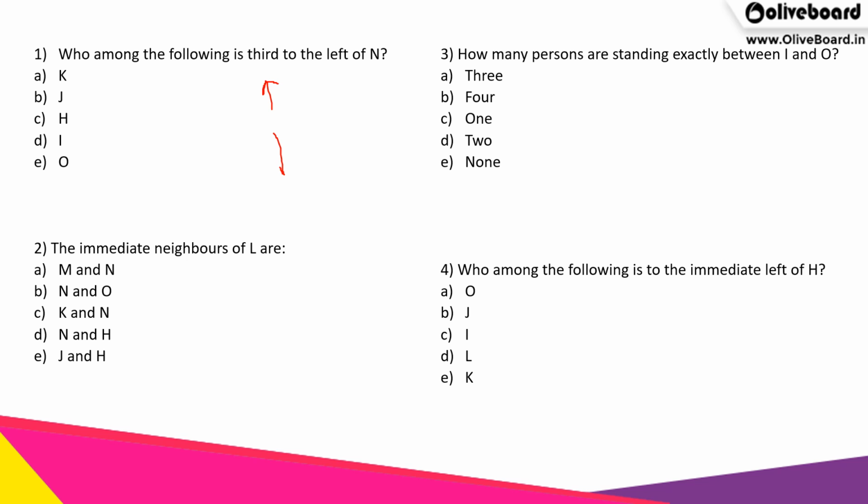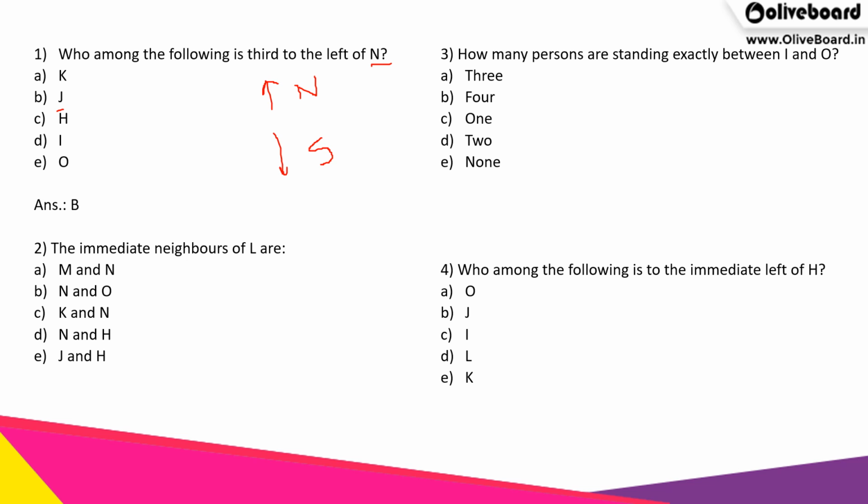So the left and right of who is sitting north will be different from the left and right of people who are sitting in the south. So the first question is, who among the following is third to the left of N? I'm sure you must have found the answer out. So we will tell. The answer is B, which is J. So J is sitting third to the left of N.